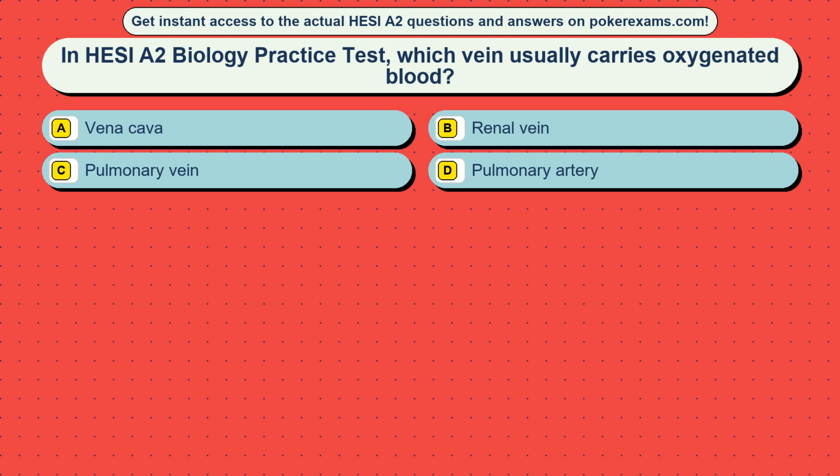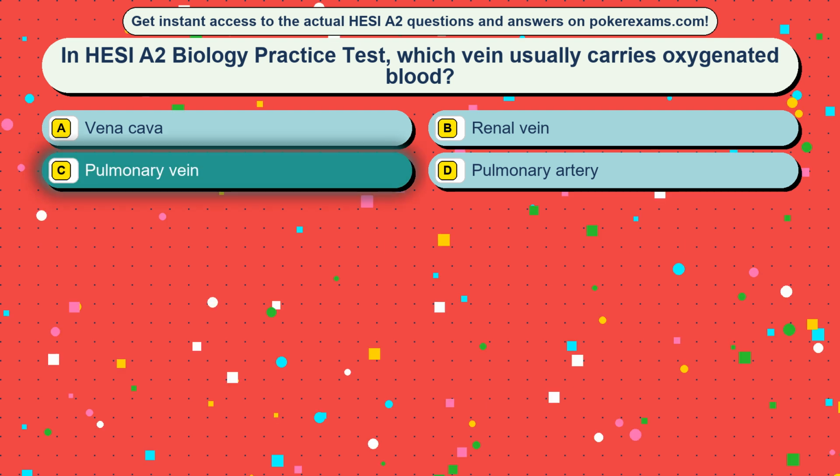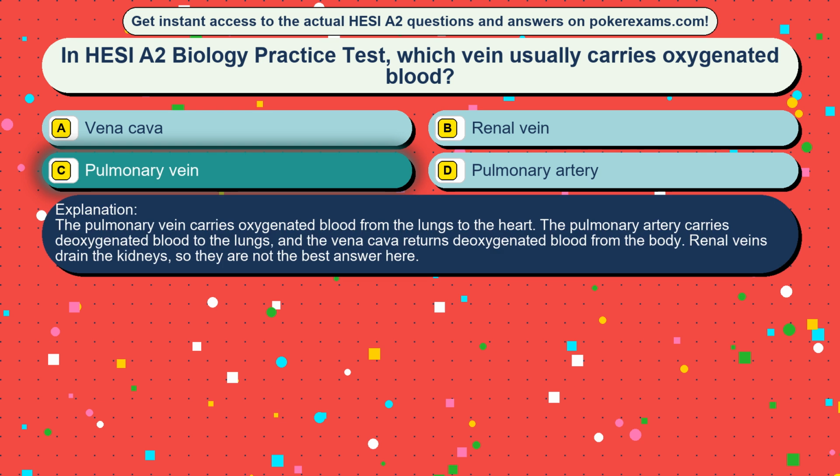Question 3. In HESI A2 Biology Practice Test, which vein usually carries oxygenated blood? Option A, vena cava. Option B, renal vein. Option C, pulmonary vein. Option D, pulmonary artery. The correct answer is option C, pulmonary vein. The pulmonary vein carries oxygenated blood from the lungs to the heart. The pulmonary artery carries deoxygenated blood to the lungs, and the vena cava returns deoxygenated blood from the body. Renal veins drain the kidneys, so they are not the best answer here.